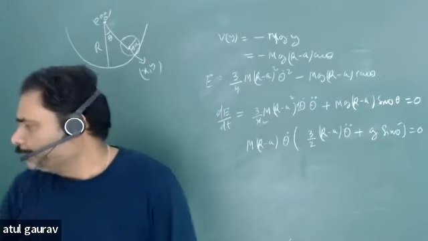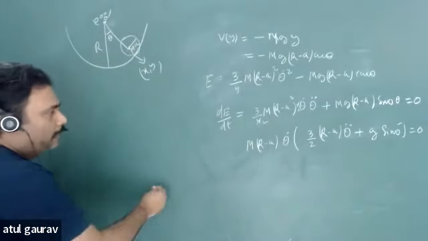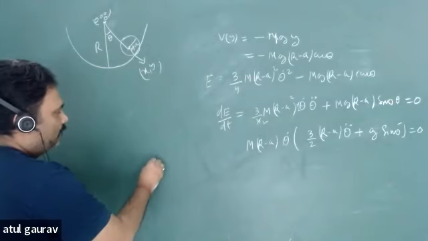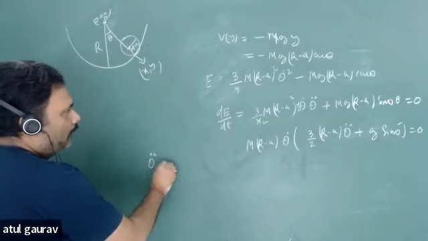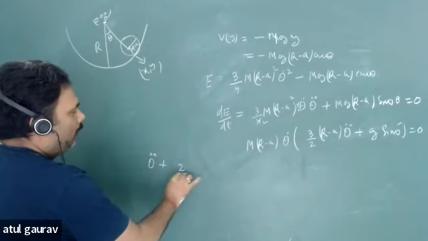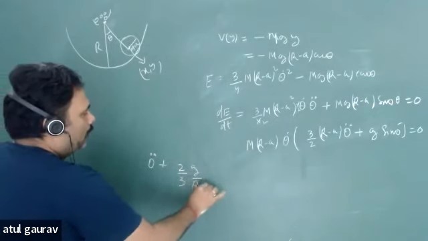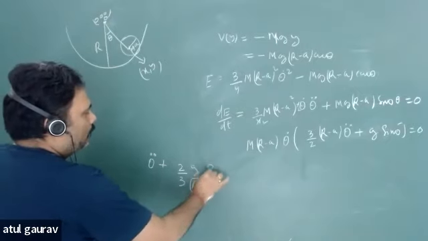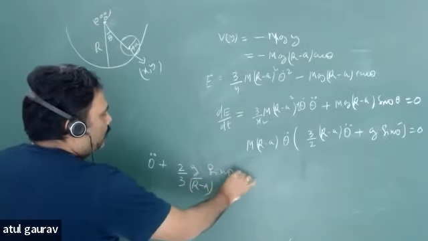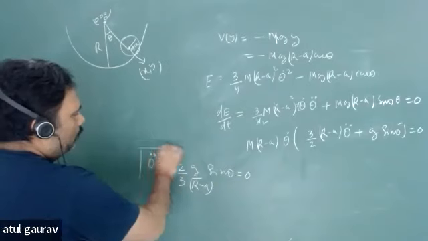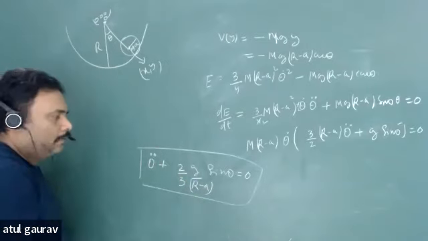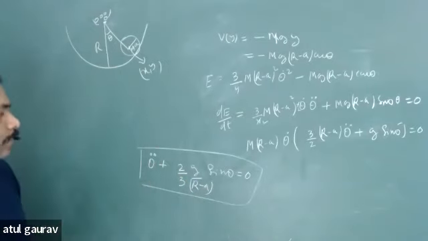Okay. So from here you have theta double dot plus 2/3 g upon r minus a, sin theta is equal to 0. This is basically your equation of motion.